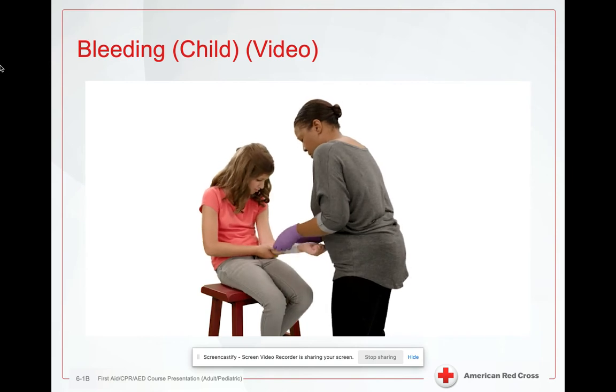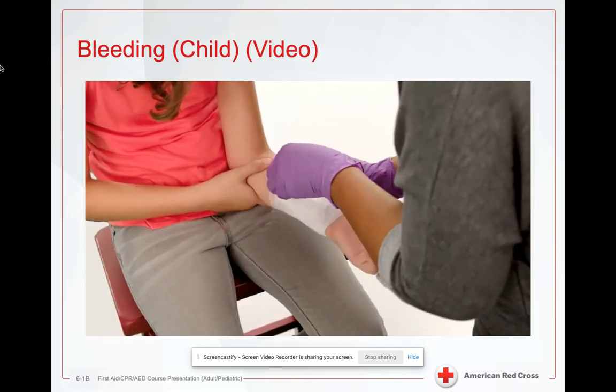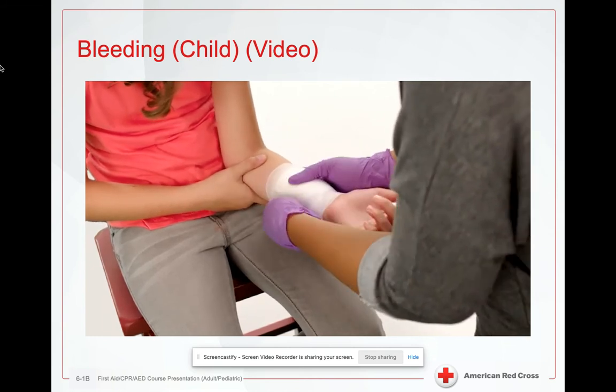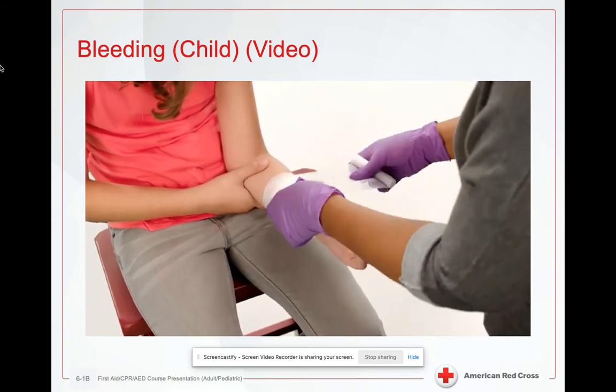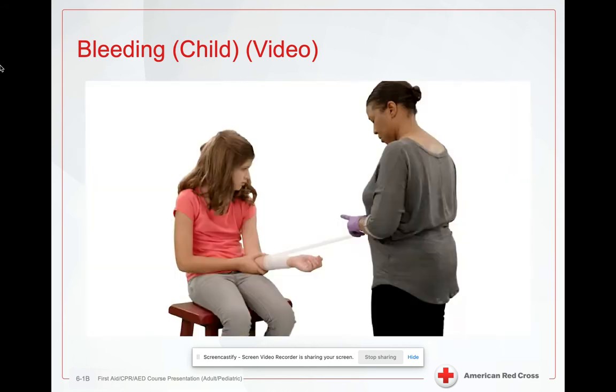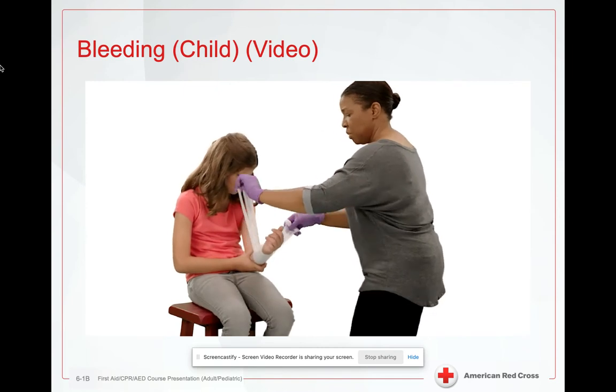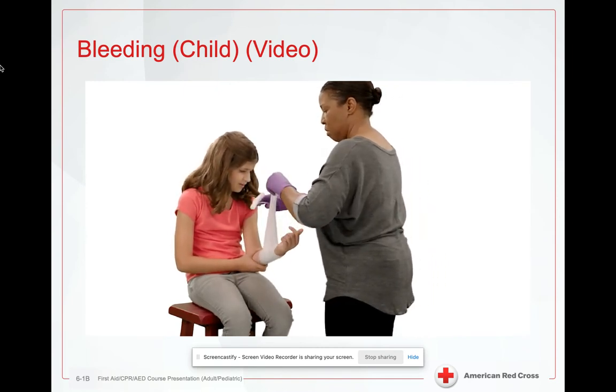Once the dressing is covered, roll out the remaining length of bandage. While holding the bandage, use the index finger of the other hand to split the bandage in half, moving it down and underneath the limb. Bring up the ends of the bandage and tie them in a bow or a knot.